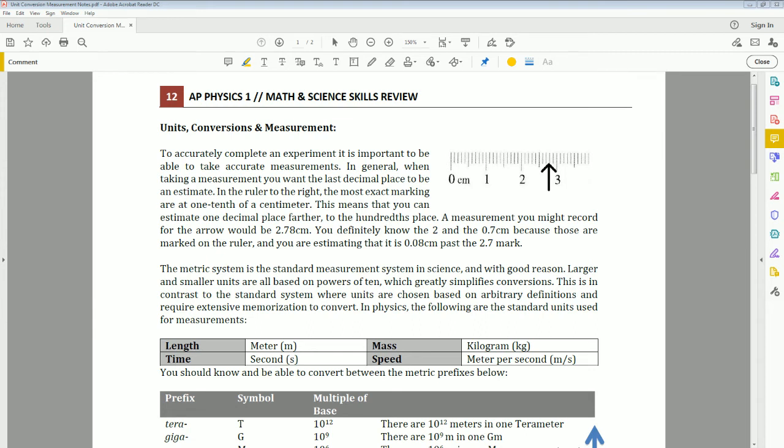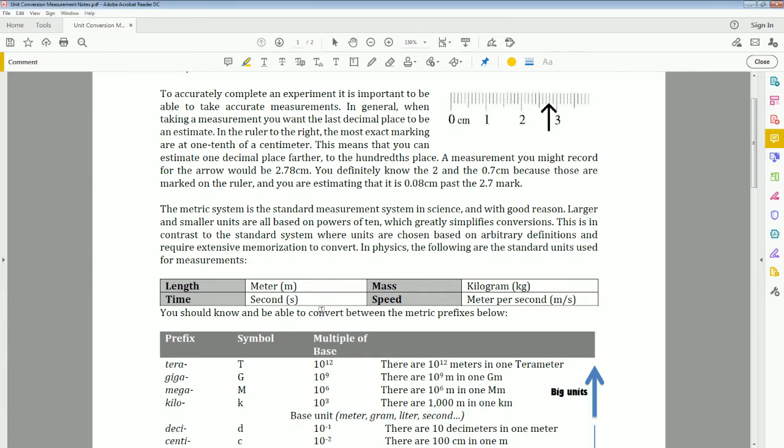Welcome. In this video, I will be talking about units, conversions, and measurements. The metric system is used in all science courses. We follow certain units. For length, we talk about meters, with the symbol m. Mass, kilograms, kg. Time, seconds, s. And speed, which is in meters per second.